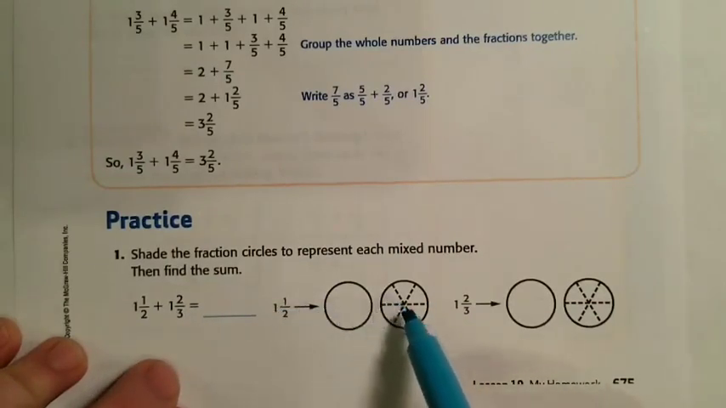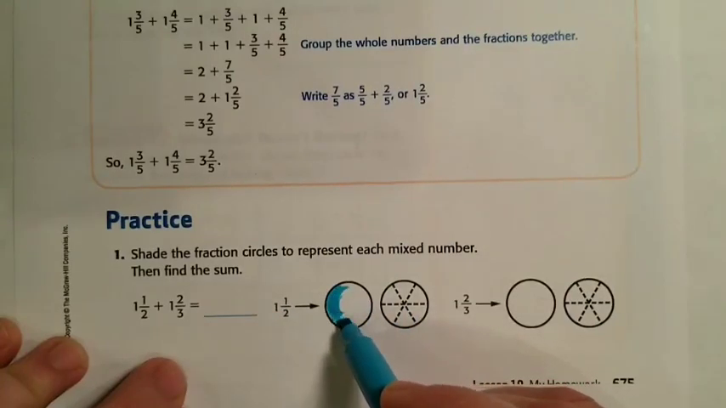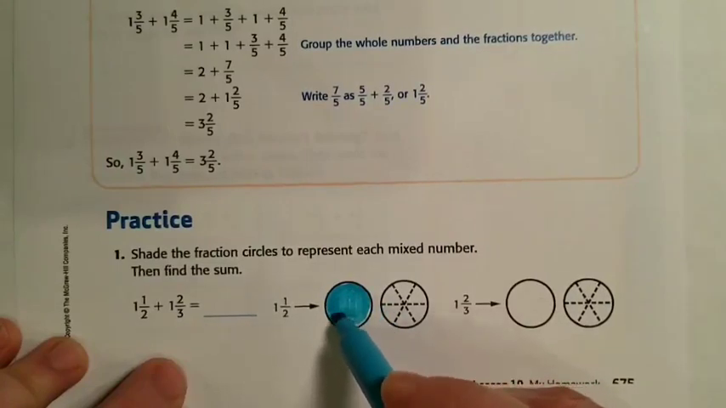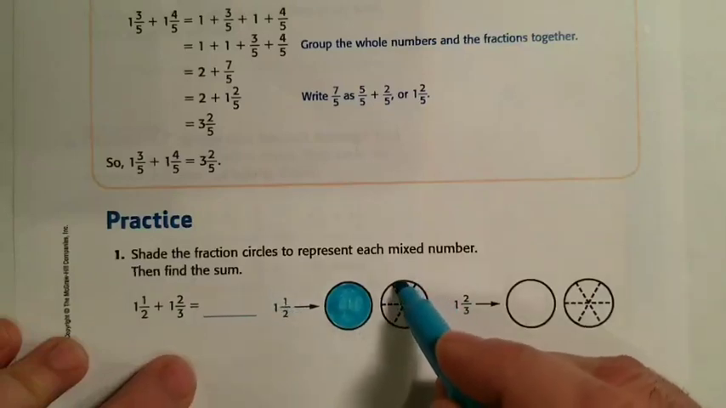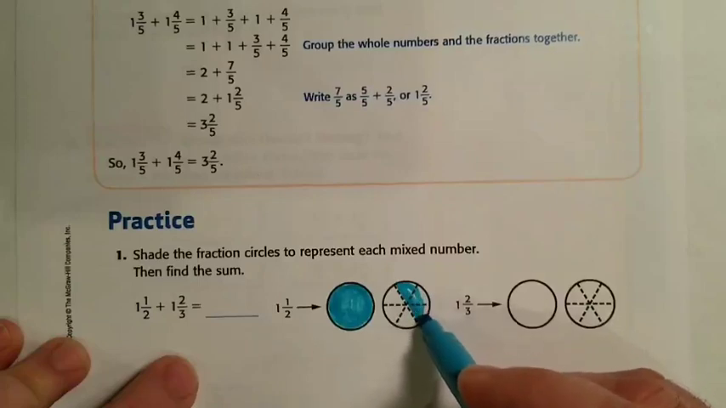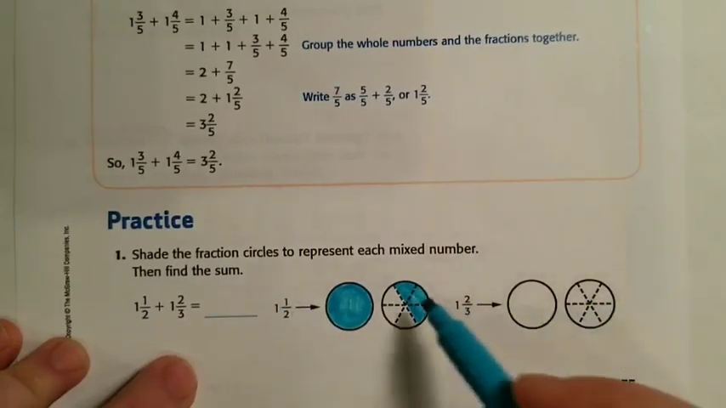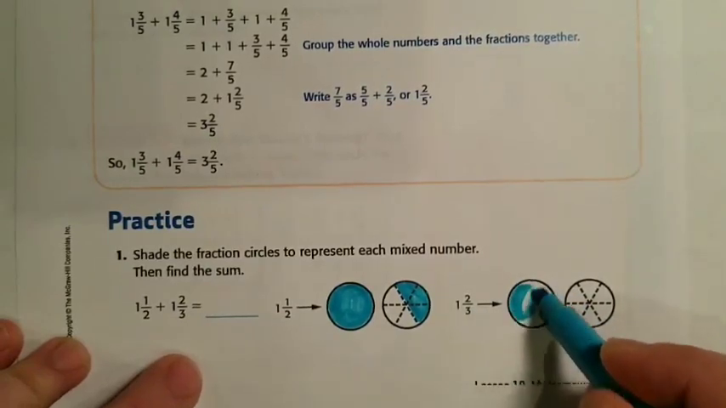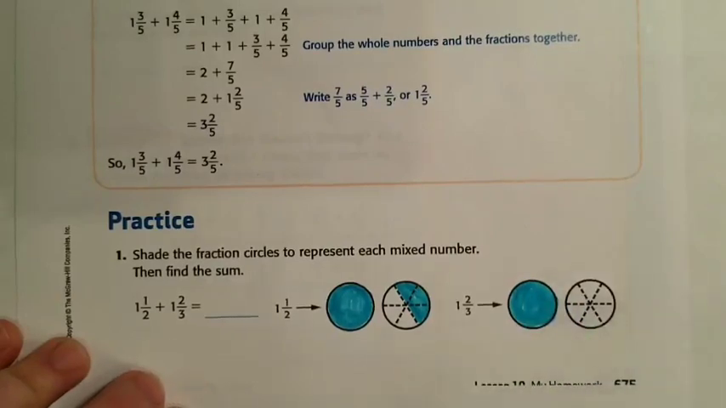So 1 and 1/2, that means 1. Look guys, every time I see a fraction, I'm thinking of pizza. So for me, this is 1 whole pizza, and then 1/2 means it's half of the pizza, right? It doesn't matter how many slices there are in a pizza, 1/2 of the pizza is half of the pizza. And here, again, 1 whole one. So I'm just going to shade this 1 whole one.